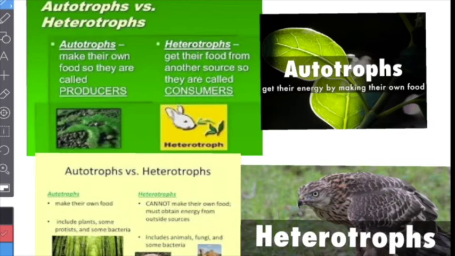Okay, next we have autotrophs versus heterotrophs. So we know autotrophs make their own food, and the perfect example would be plants. Plants make their own food. They use photosynthesis, which we're going to study in the next chapter that we do. And heterotrophs get their energy by eating other things. They don't make their own food, so they cannot make their own food. They will eat either other heterotrophs or autotrophs.